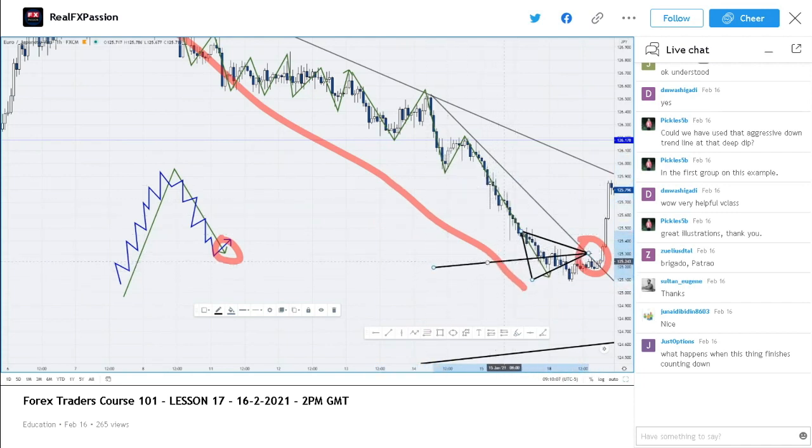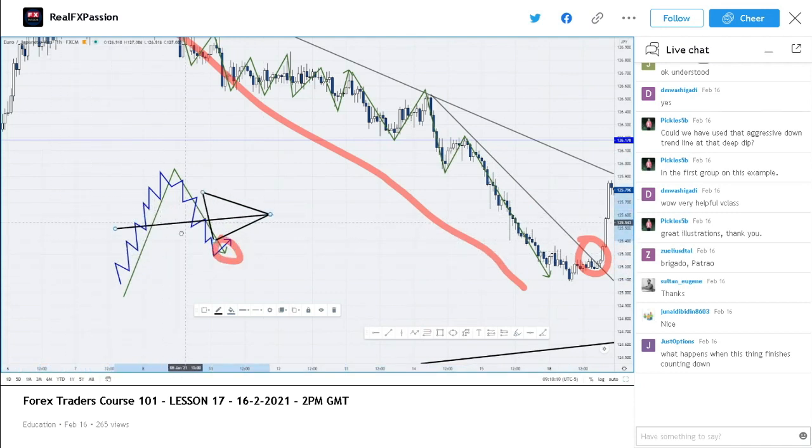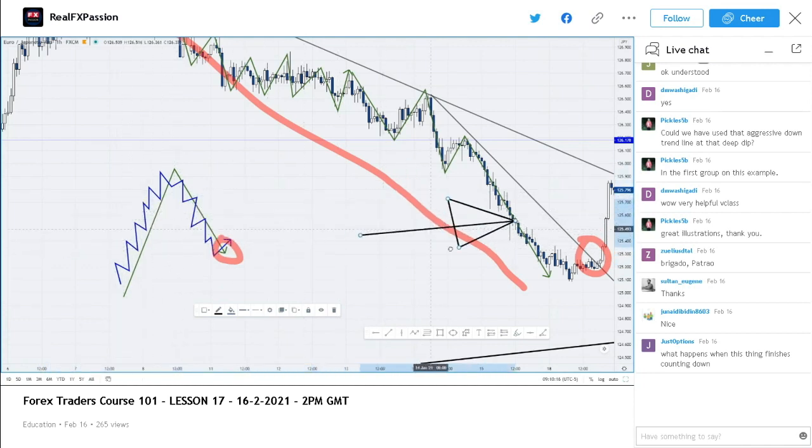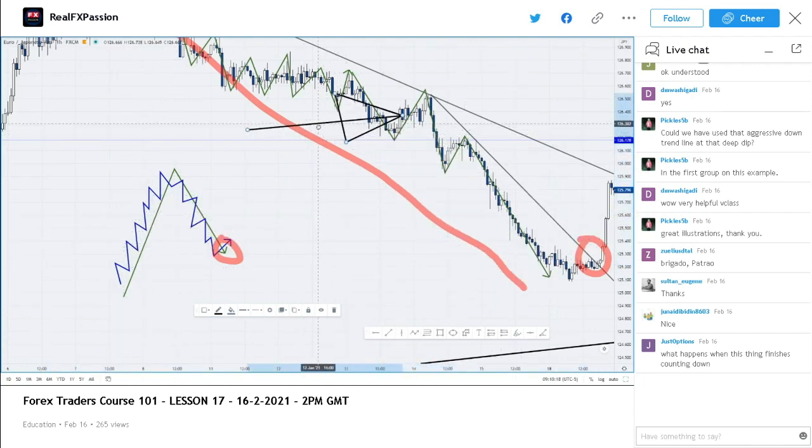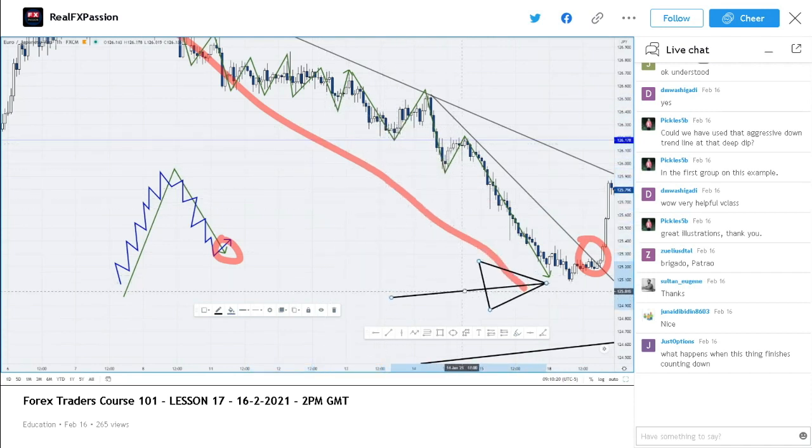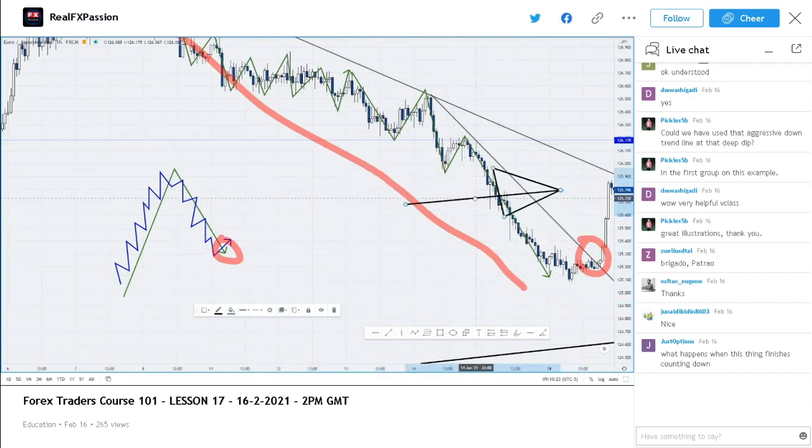Second question, everybody. Do we have a change in the short-term trend? Did the short-term trend change from making lower lows, lower highs to making higher highs, higher lows? Not yet, right? Not yet.